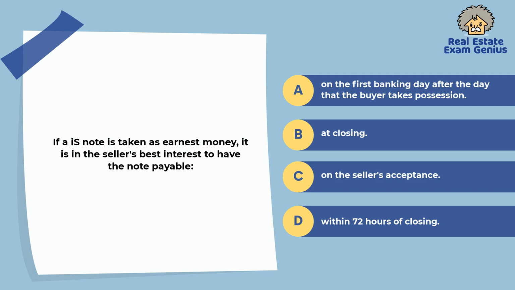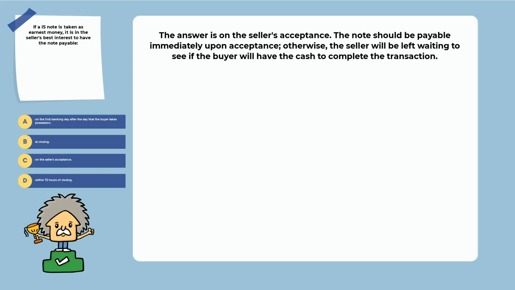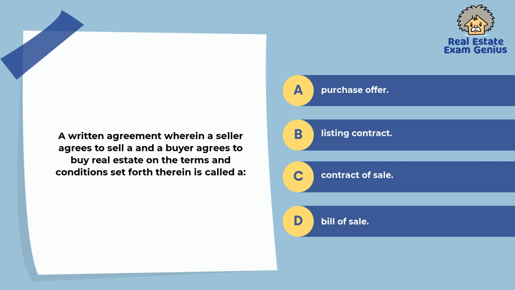If a note is taken as earnest money, it is in the seller's best interest to have the note payable on the first banking day after the day that the buyer takes possession, at closing, on the seller's acceptance, or within 72 hours of closing. The answer is on the seller's acceptance. The note should be payable immediately upon acceptance, otherwise, the seller will be left waiting to see if the buyer will have the cash to complete the transaction.